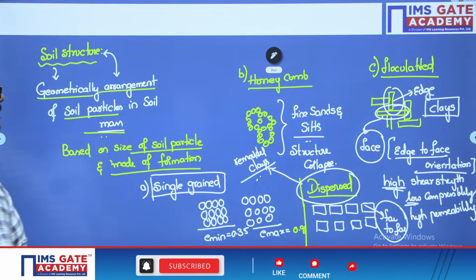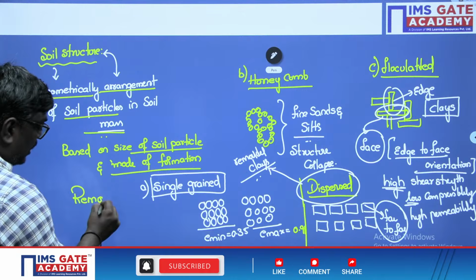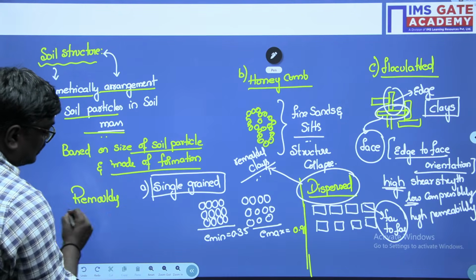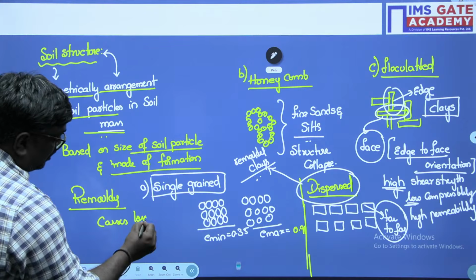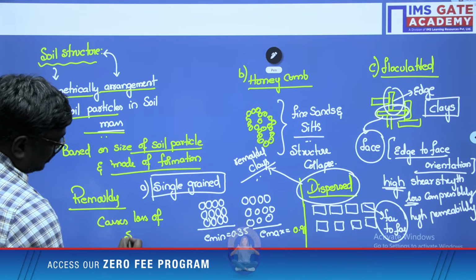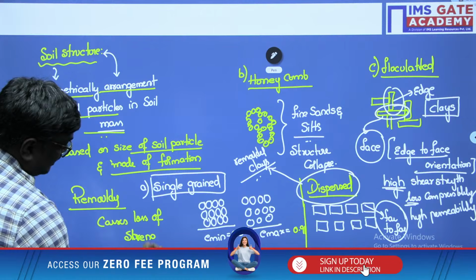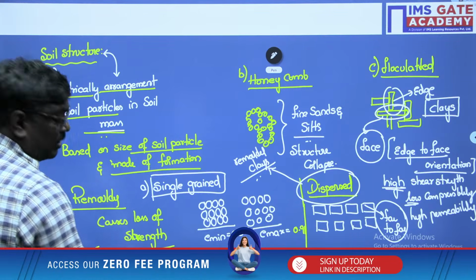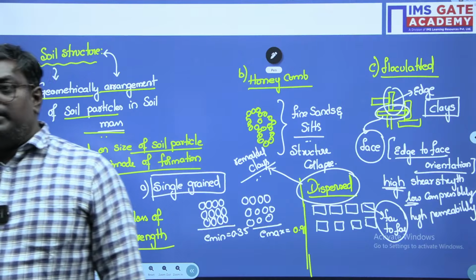And one more thing, sir, there is a property called remolding. Remolding usually causes loss of strength. This you have to remember, sir. What does remolding do? Remolding causes loss of strength. Agree, students? What does remolding tell you, sir?